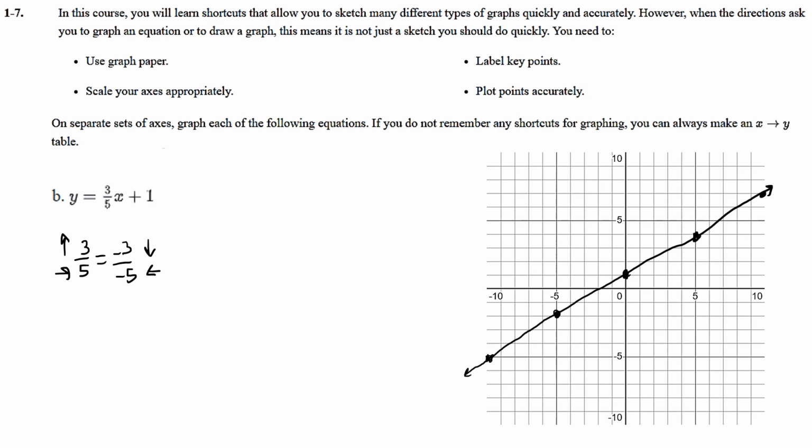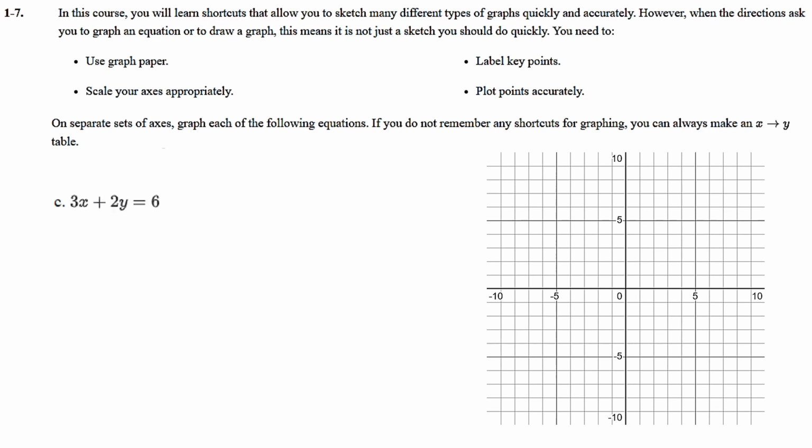Okay, next one. This is a standard form equation. So there's two ways to do this one. I can either find the intercepts or write it in slope-intercept form. Most of us would probably write it in slope-intercept form, which means solving it for y. To do that, I'm going to subtract the 3x over. So I get 2y equals -3x plus 6.